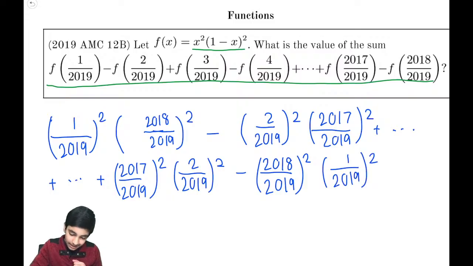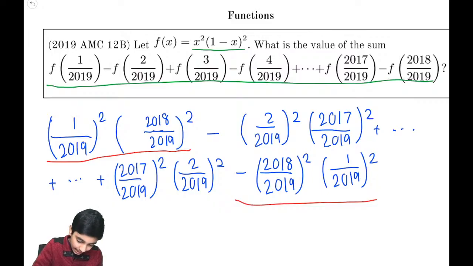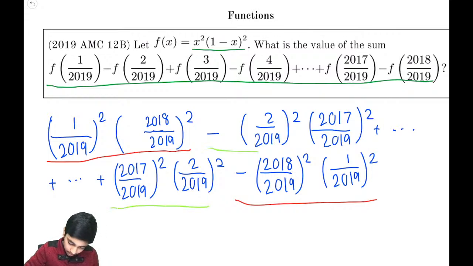Does it seem familiar? Do these terms seem familiar in any way? They cancel out, because this is negative and this is positive. So these red terms will cancel out. Same thing with these orange terms. These two terms will also cancel out. Both of them, these terms, will also cancel out.